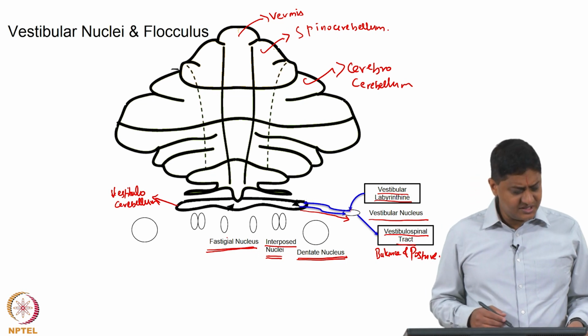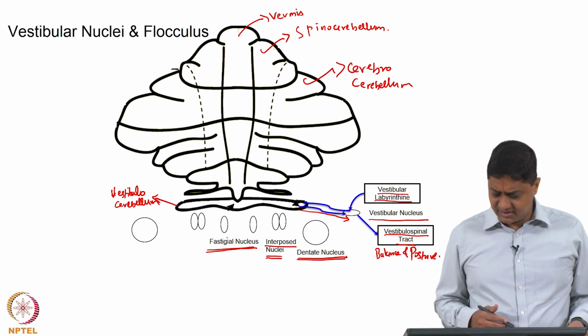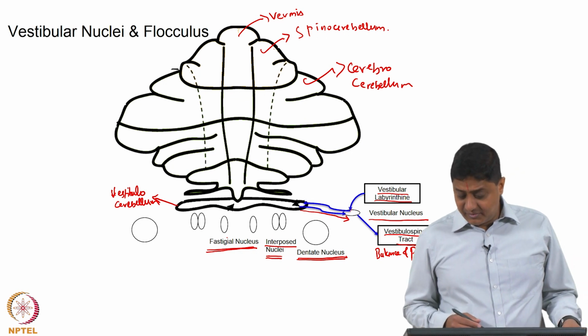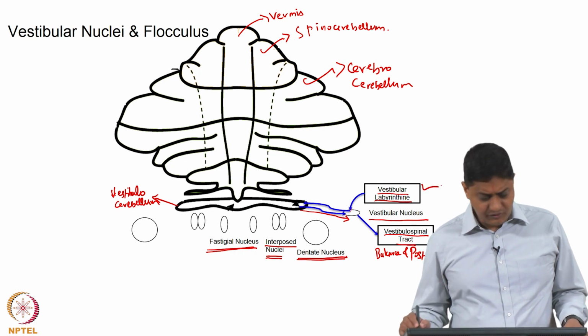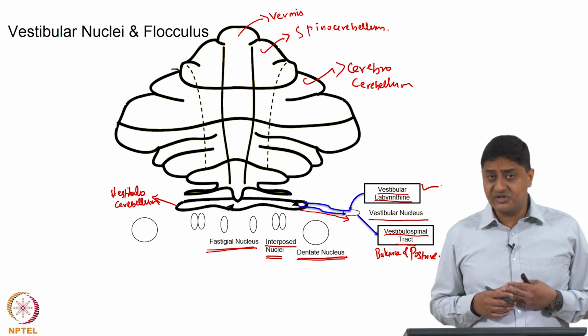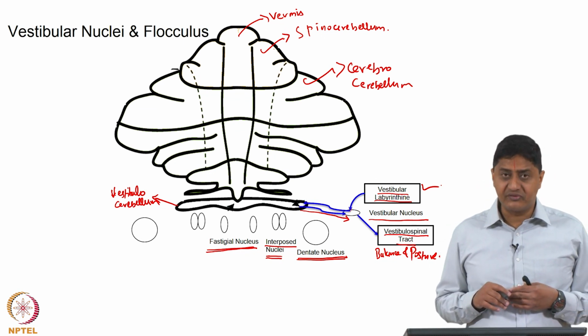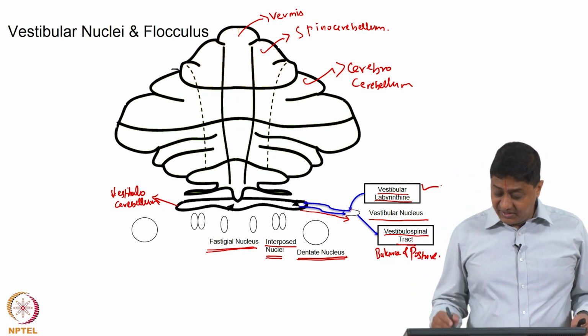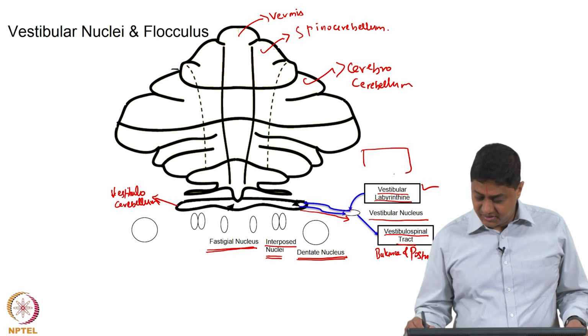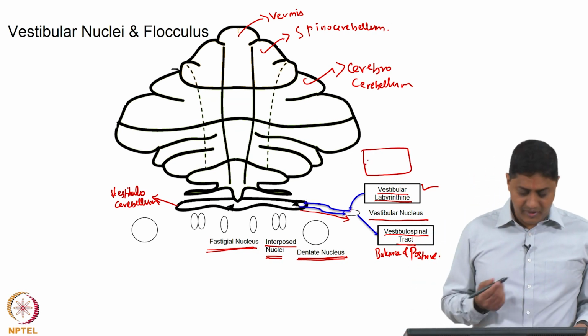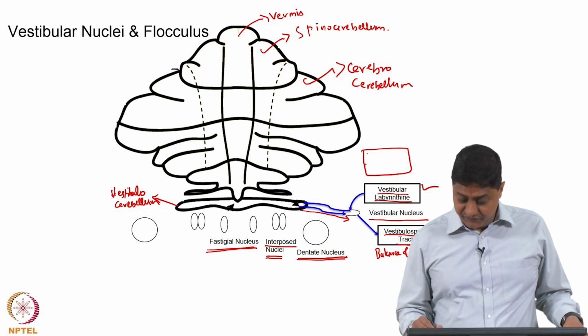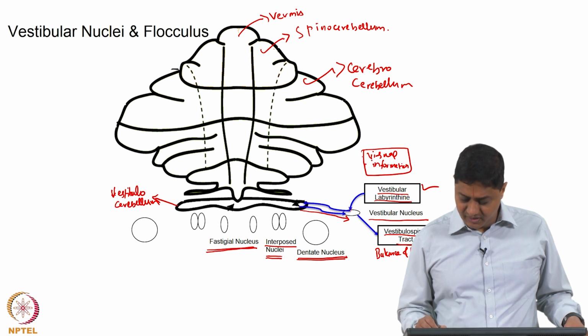What is the nature of information that is received by the vestibular cerebellum? Well, there are multiple information. One source of information is of course the vestibular system that sends information about position and orientation of the head, a very sophisticated gyroscope, so to speak. Other information not shown in this picture are from the visual information. This is coming via two separate pathways.